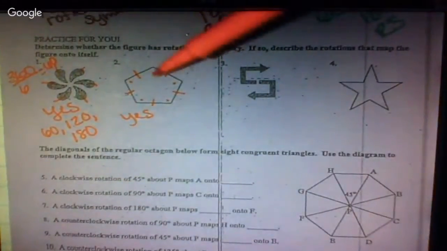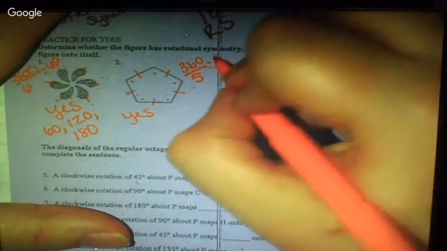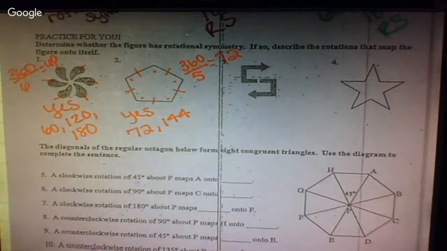Okay. Well, this angle can go 1, 2, 3, 4, 5 places. So 360 divided by 5 is 72. So this has rotational symmetry at 72 or technically 144. Okay. It can be anything from 180 and less.